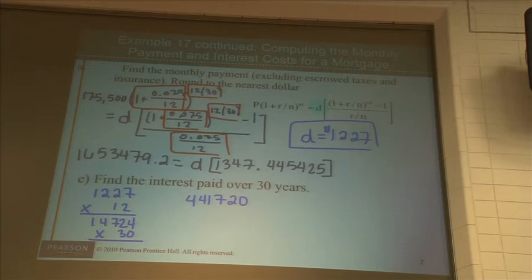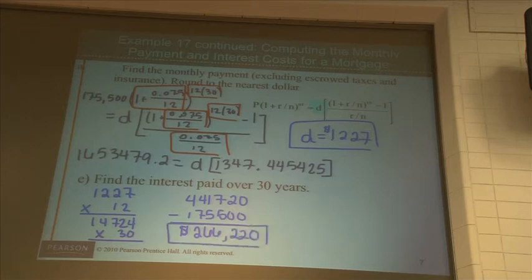But you bought it for how much you financed? $175,500. Ouch. That means in interest, you're paying $266,220. Ugh. Not so fun.